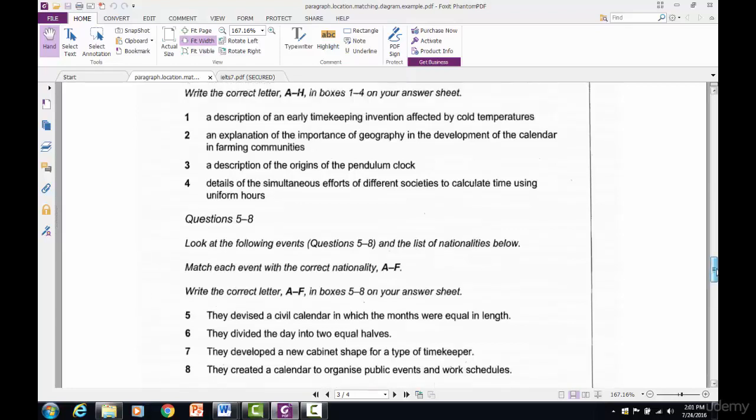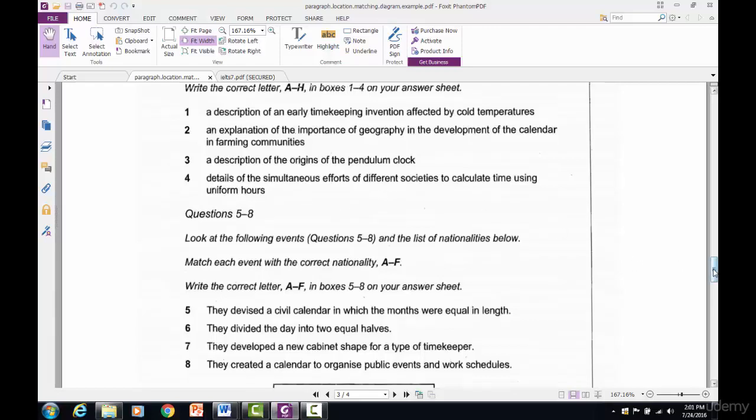Now, I'm still keeping in mind my keywords for the paragraph location. I still have those in my mind: geography, farming, calendar, cold temperatures, early timekeeping invention, and uniform hours, simultaneous efforts. I still have those in my mind. Okay.